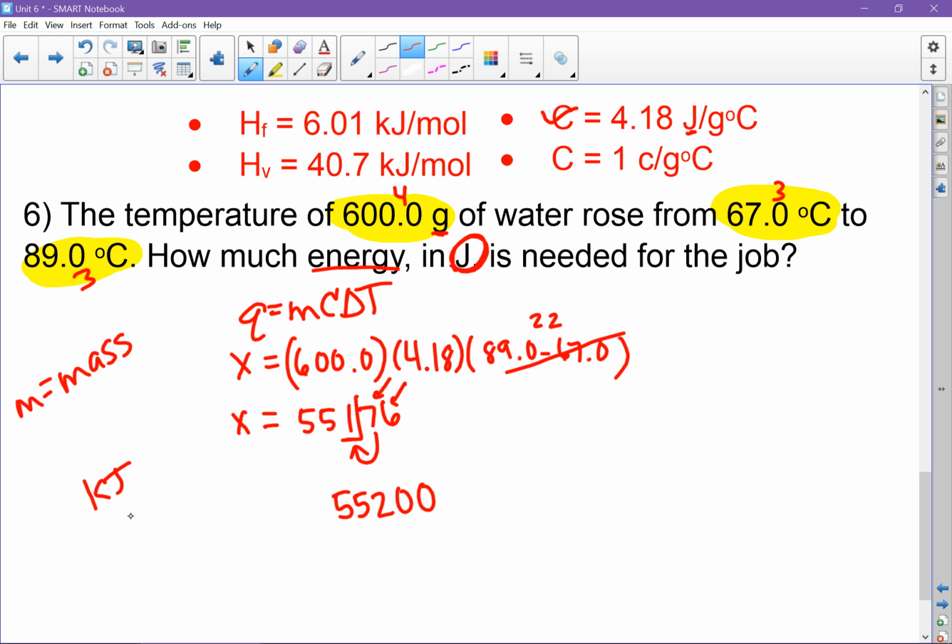So we have kilojoules or possibly joules. Our C value had joules in it, and it asks for joules, so that's what we'll put onto our answer.